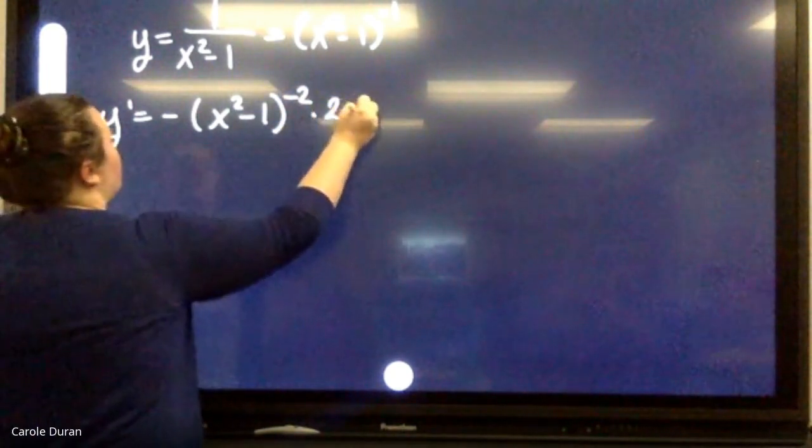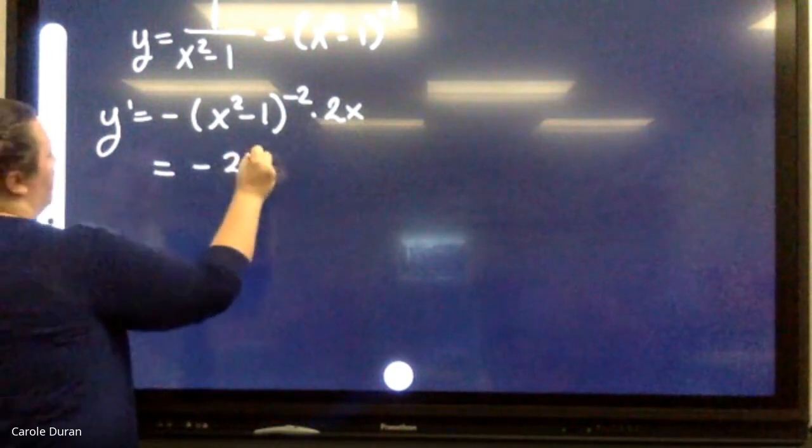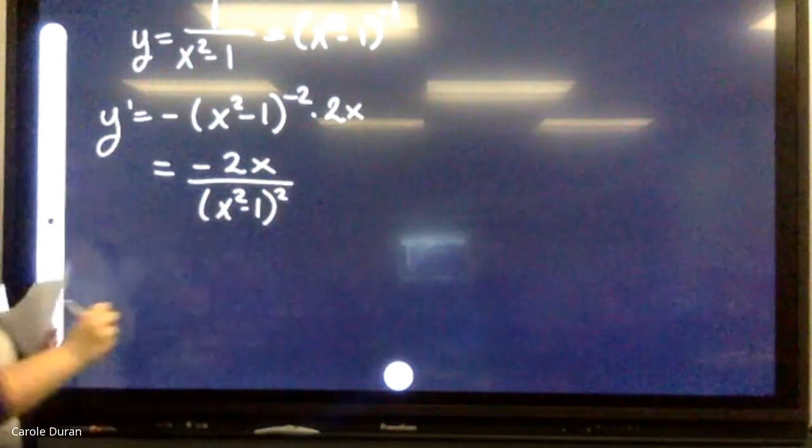So when we take the derivative, we get negative of x squared minus 1 to the negative 2 times what? 2x. So when I rewrite this, I get negative 2x over x squared minus 1 squared. Right? Yeah. Anybody majorly confused with that?